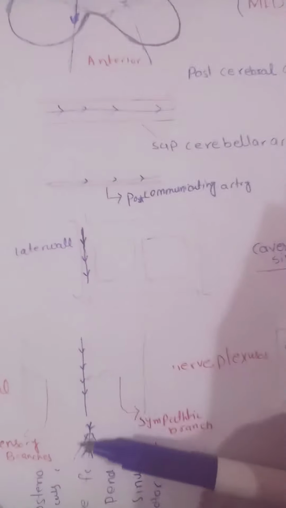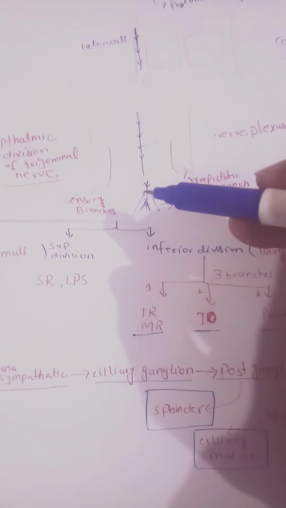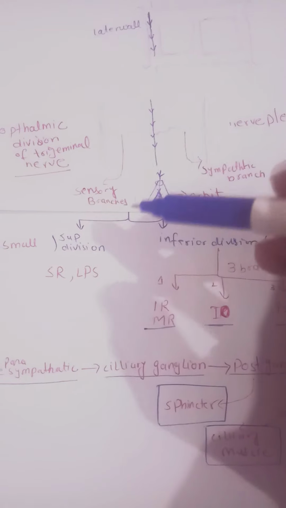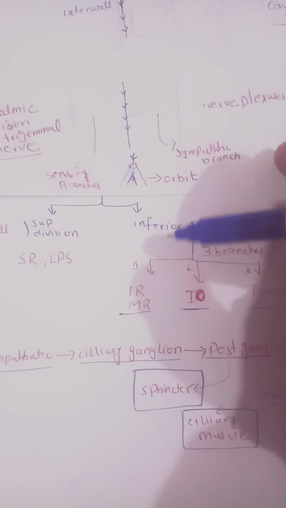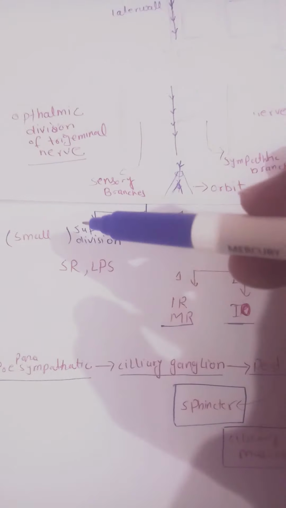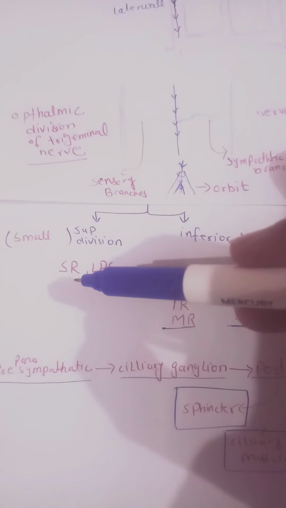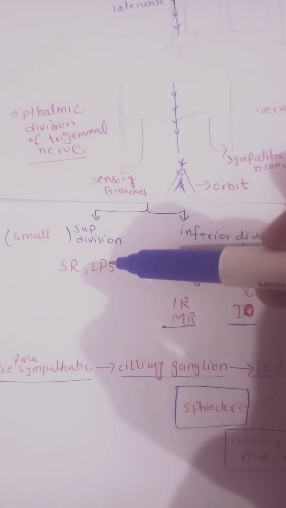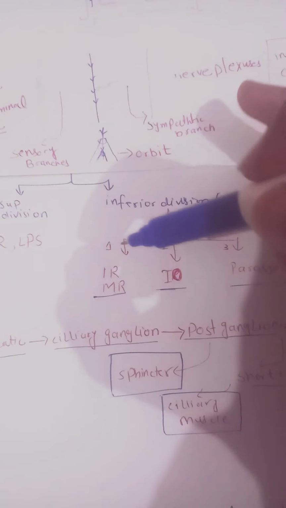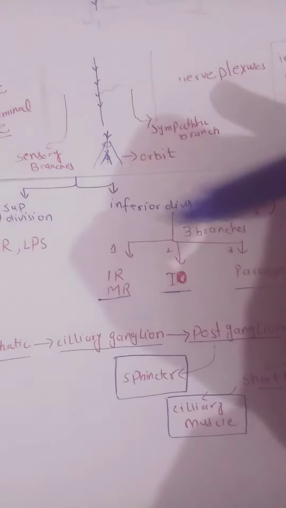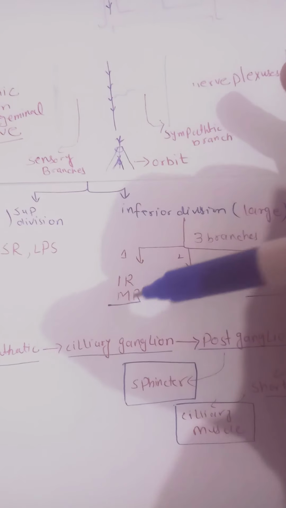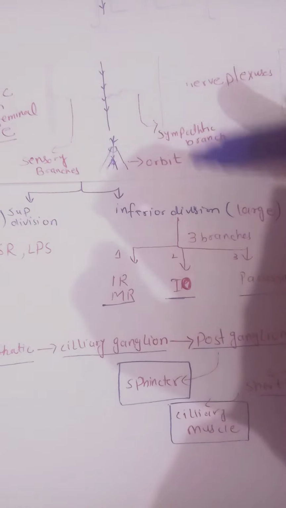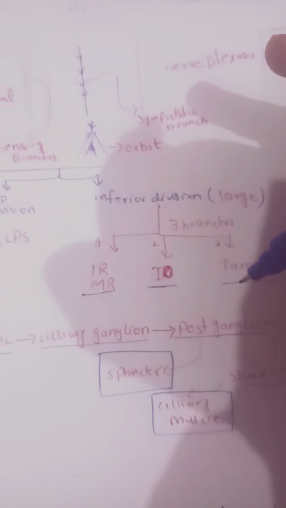After passing into the orbit, it divides into a small superior division and a large inferior division. The small superior division supplies the superior rectus and the levator palpebrae superioris. The inferior division divides into three branches. The first branch supplies the inferior rectus and the medial rectus, the second branch supplies the inferior oblique, and the third branch is parasympathetic.